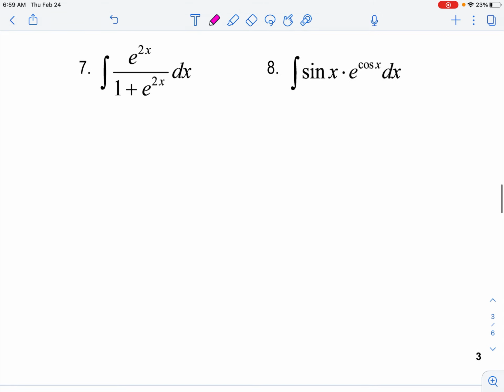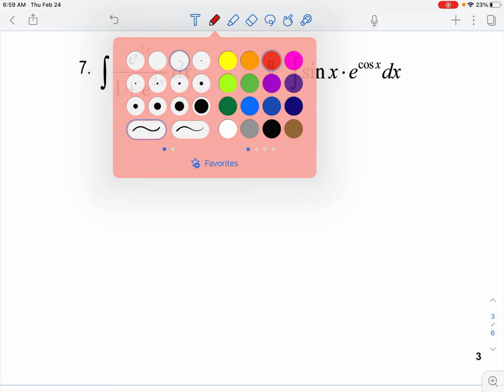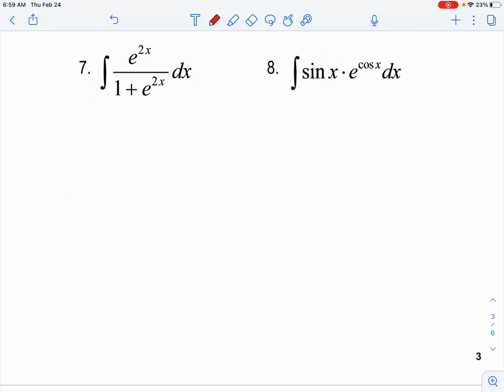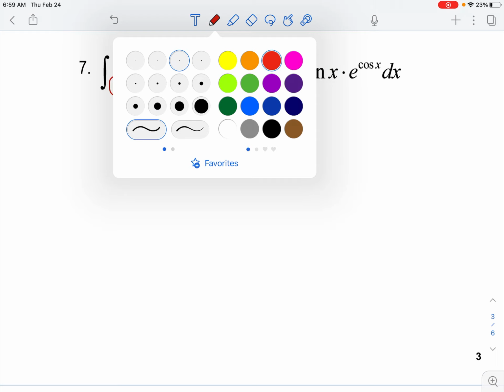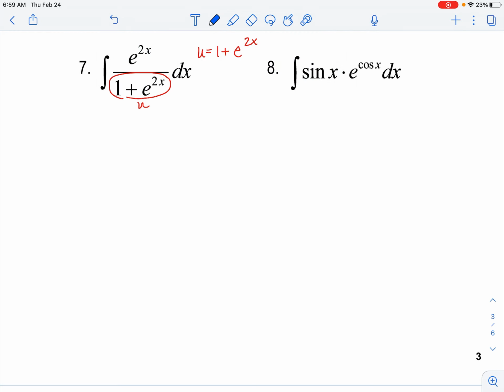All right, number 7. We're going to let u be the denominator again. So maybe you were unsure. Maybe you should make it be 2x. And if you're unsure, you just kind of start and see what happens. So we're going to let u equal 1 plus e to the 2x. So this becomes our u, and our problem becomes that e to the 2x on top.